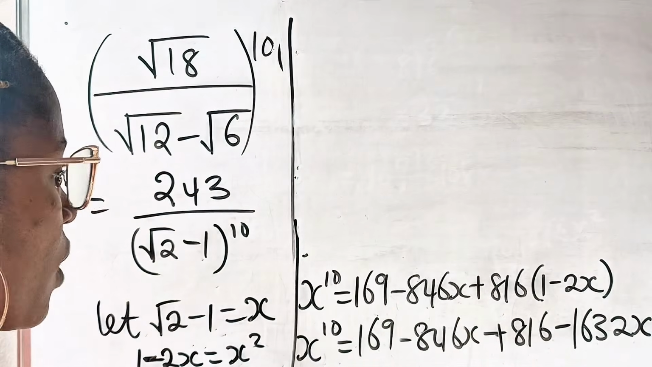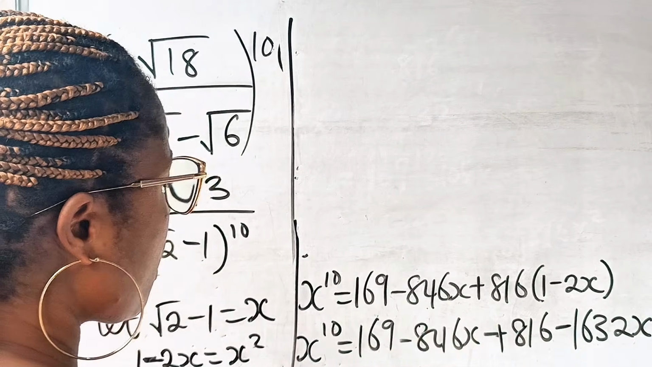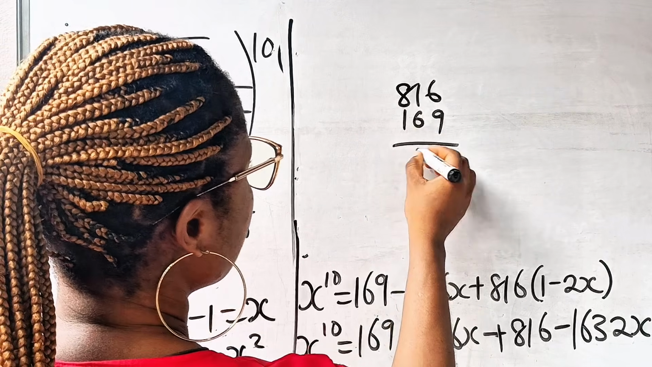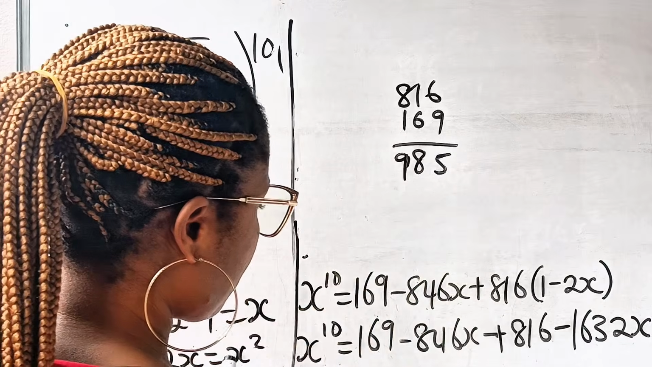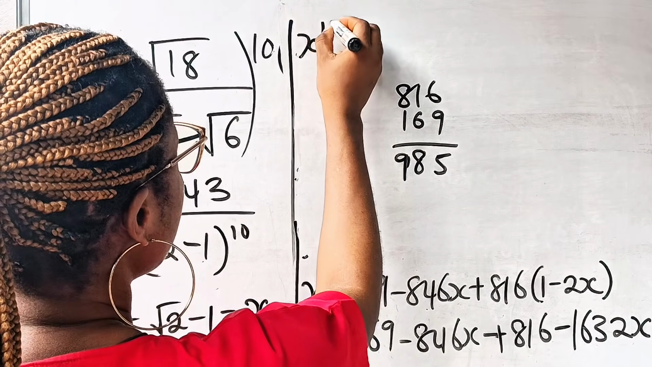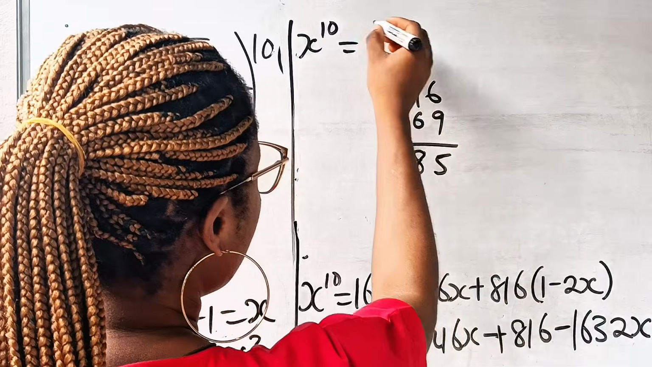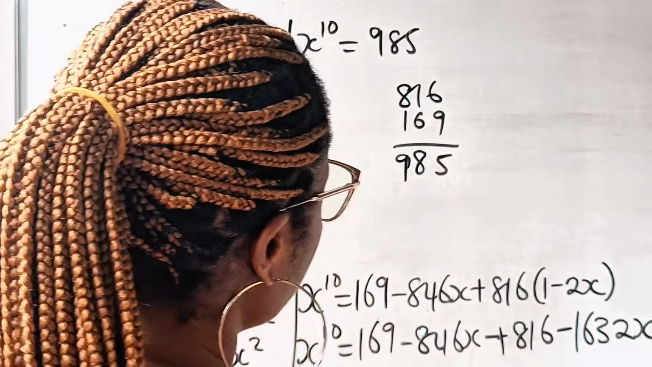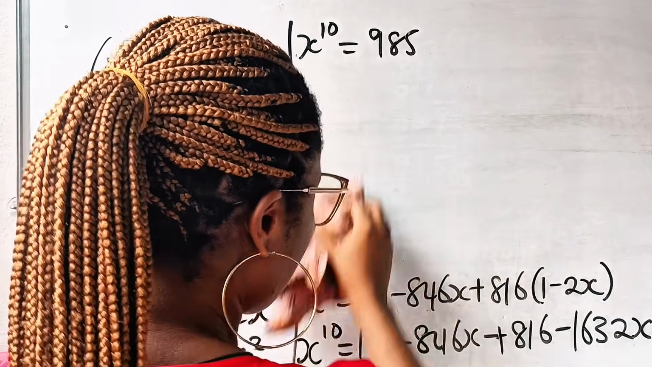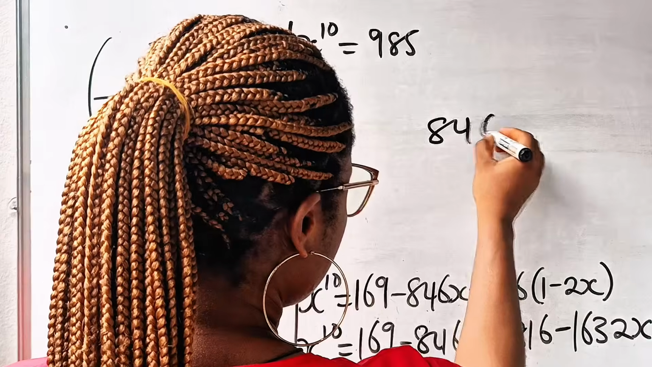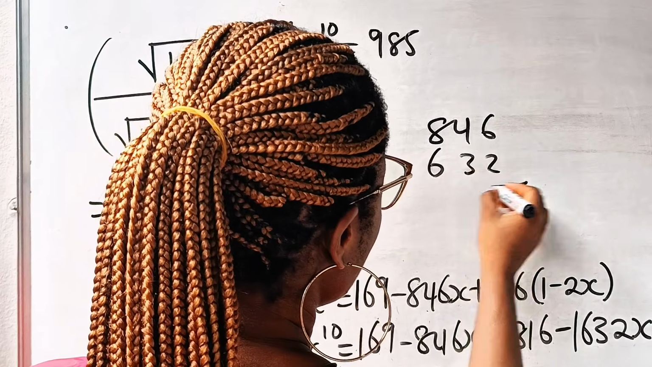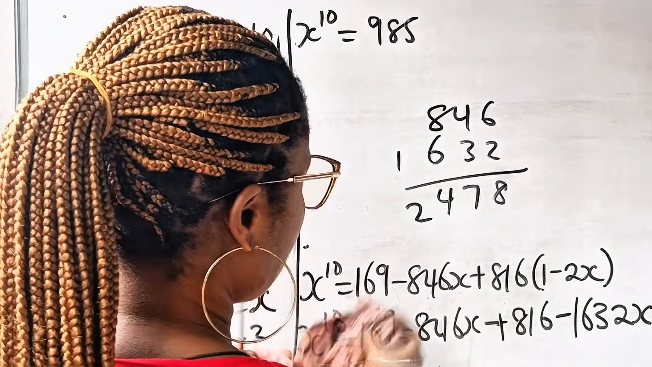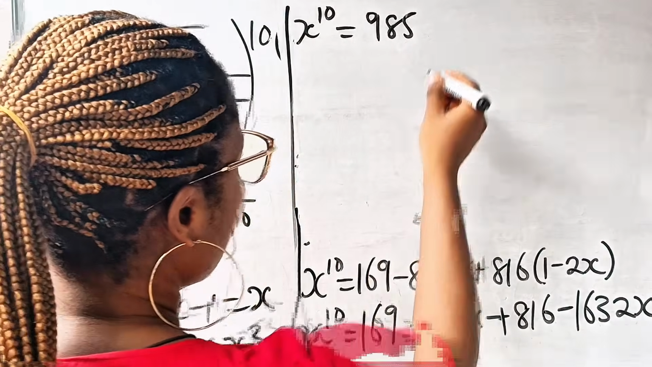Okay. So now we have 169 plus 816. This is 5. This is 8. 985. So we have x to the power of 10 is equal to 985. Then minus this minus that. Let's add them together. 846 plus 1632. This is 8, 7, 14 carry 1. 2478. So minus 2478x.